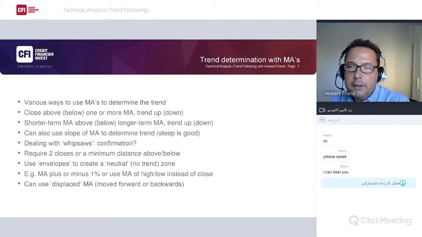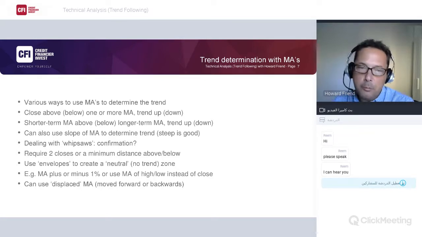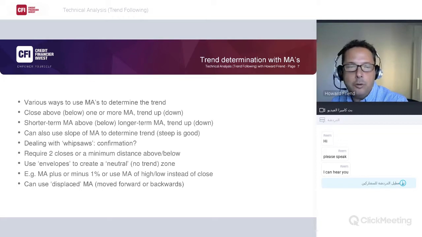So there are many methods that technicians use to filter out bad or false signals which the moving averages give you. As an example, you might require two closing prices above or below the moving average. If we're looking at price versus moving average, that could give you a bit of a filter there. So waiting not for one close, but maybe for two closes, that could filter out some of the bad signals that you might get with a moving average situation.